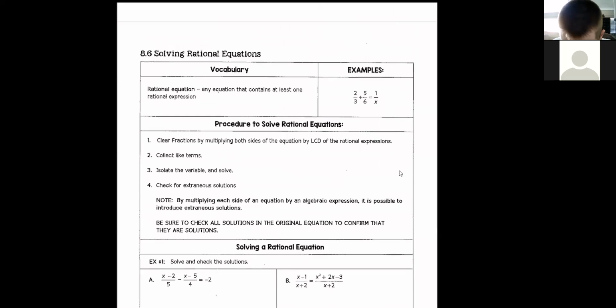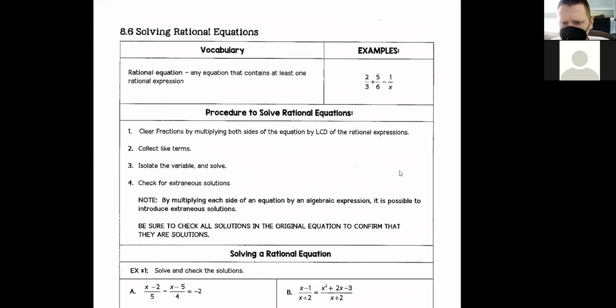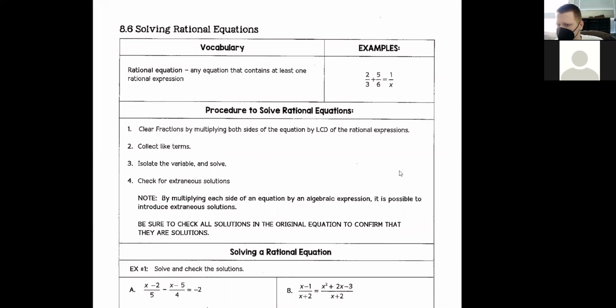Okay, so the last thing we're going to be looking at in chapter 8 is solving rational equations. So it will definitely bring up some of the different concepts we've seen. One thing that's going to be common in these is we're going to have to find a common denominator, so we can basically multiply it out. But basically, a rational equation is just any equation that contains at least one rational expression, basically fractions.